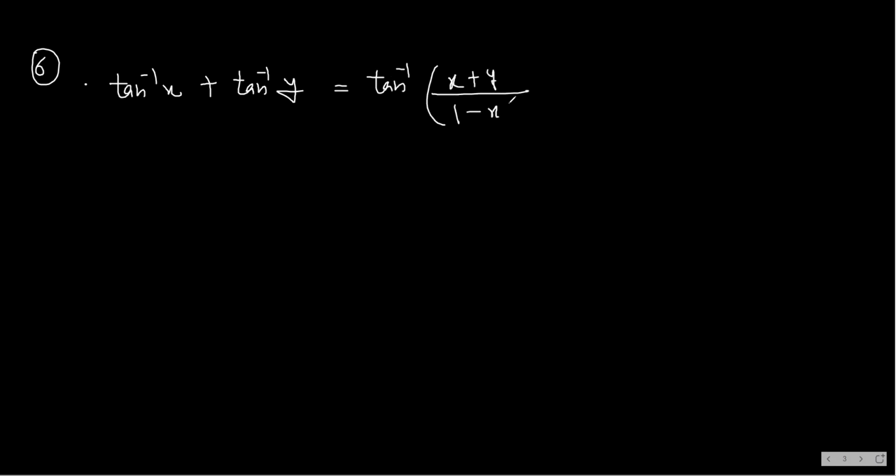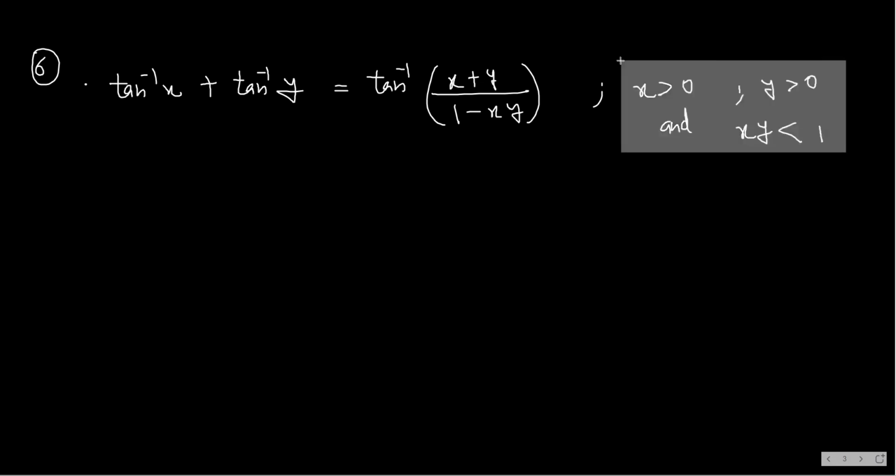Now property number 6. Tan inverse x plus tan inverse y is tan inverse of x plus y upon 1 minus xy, when x is greater than 0, y is greater than 0, and x into y is less than 1.